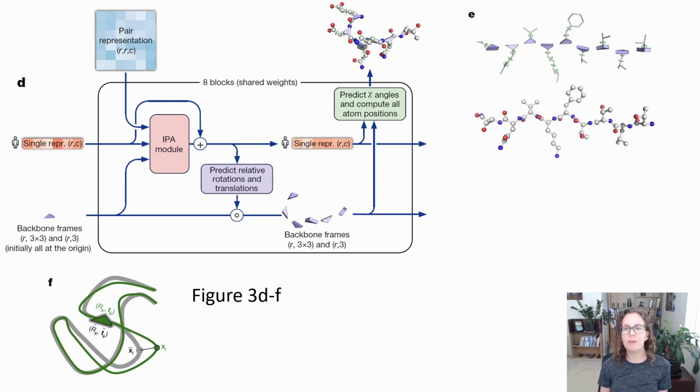And then 3E is a visualization of kind of you're getting this very mathematical series of angles coming out of what the protein structure is like, and then you can kind of transform that into kind of what the atoms and the molecules would look like. And they call this a residue gas in the paper, but it's a representation of each residue as a free-floating body. And then figure 3F shows what they call the frame-aligned point error. And here green is the predicted structure and gray is the true structure.